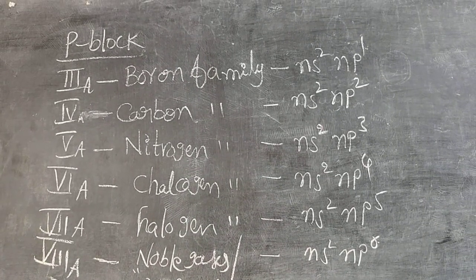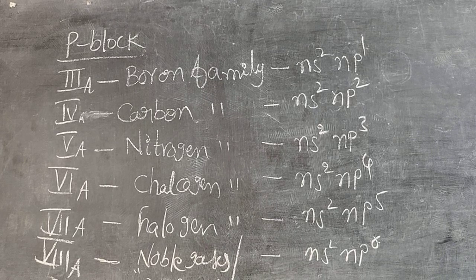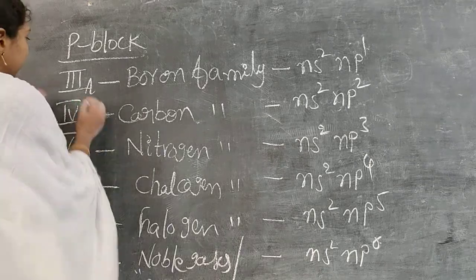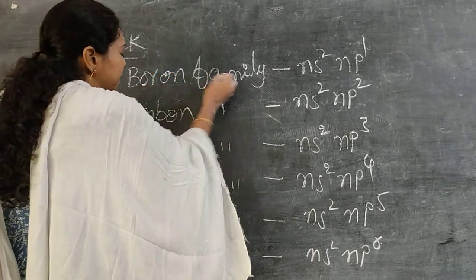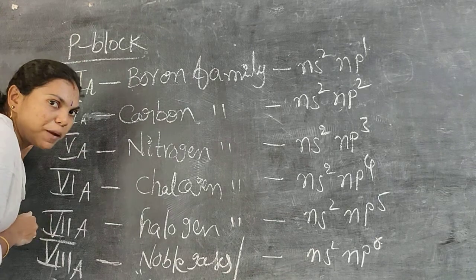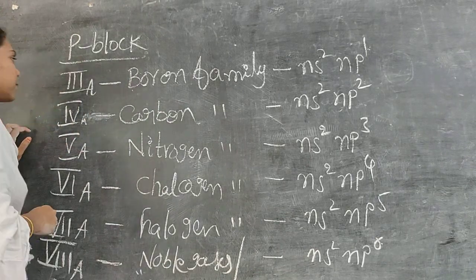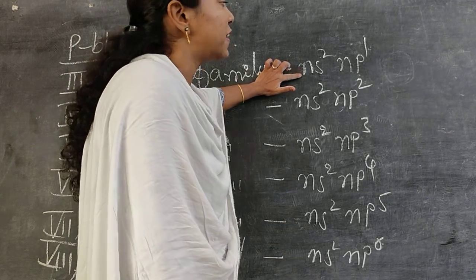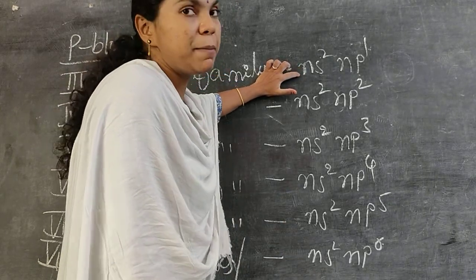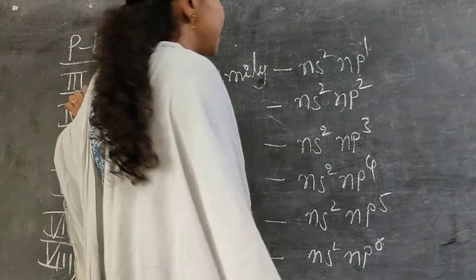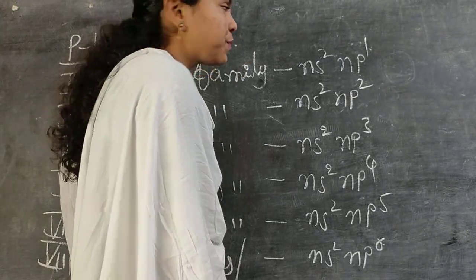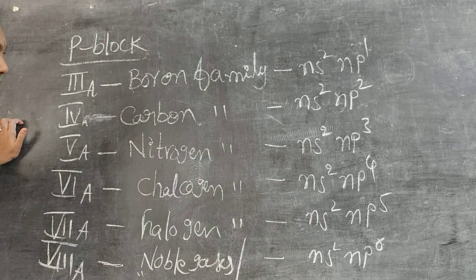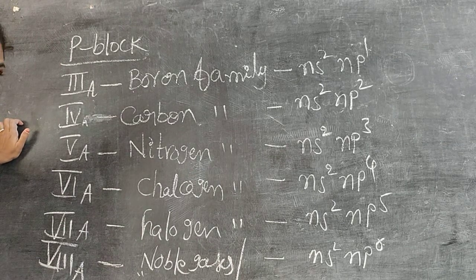Again, the P block can be classified into 6 groups, 3rd A to 8th A. 3rd A, understand with me carefully. 3rd A is the boron family, because the starting element in the 3rd A group is boron. The outermost electronic configuration for the 3rd A group is Ns2 Np1. 2 plus 1, 3 valence electrons, that belongs to the 3rd A. So the 3rd A group is also known as the boron family. The general electronic configuration is Ns2 Np1.